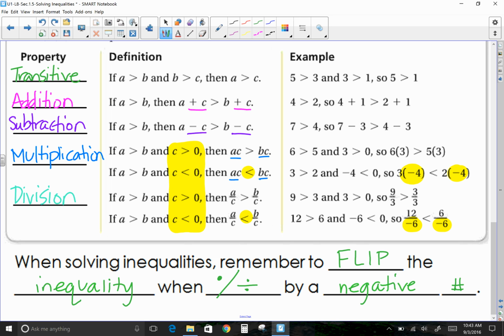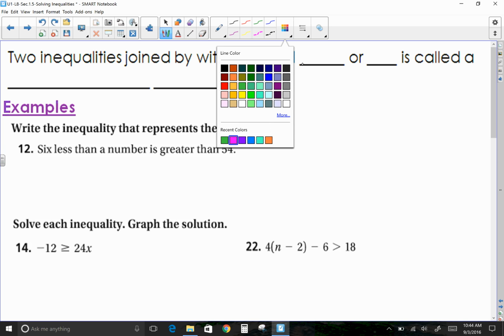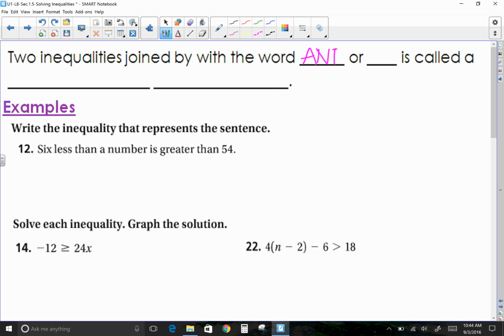Now, the other kind of inequality that we're going to work with today is something when two inequalities are joined by the word and or or, then we call that a compound inequality. So just again, so you know what it is, what it means, but this word and I'll talk about it when we get to those examples, are very important and must always be an answer if they're part of the problem.